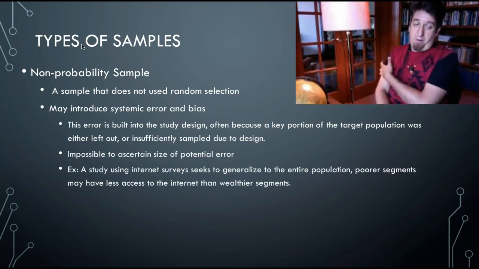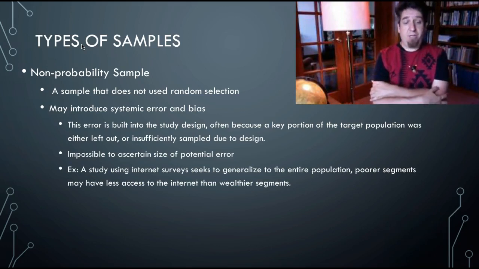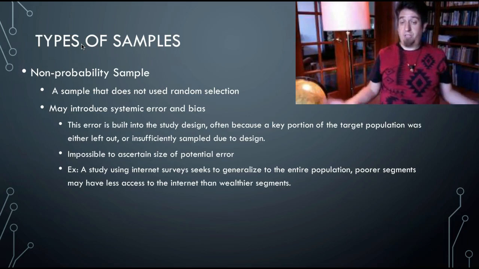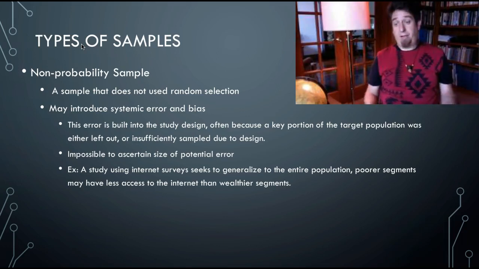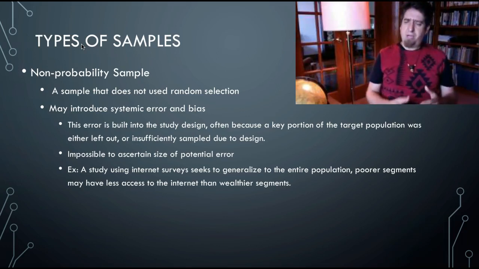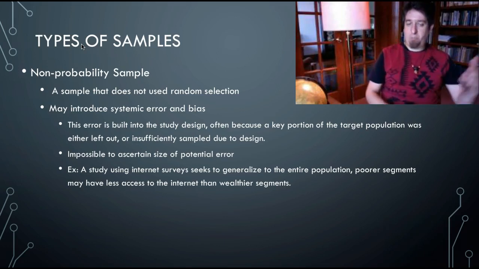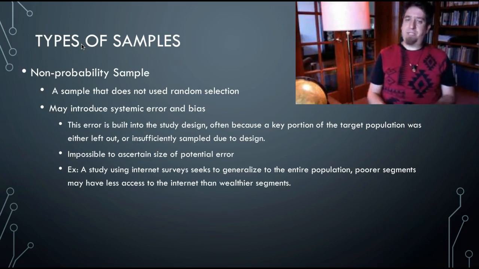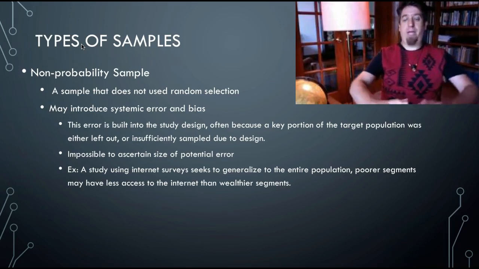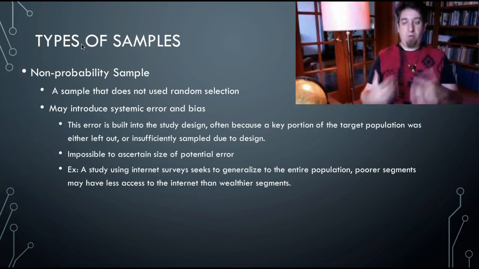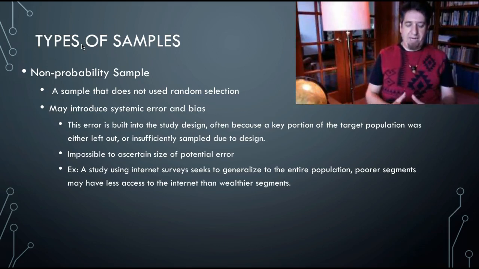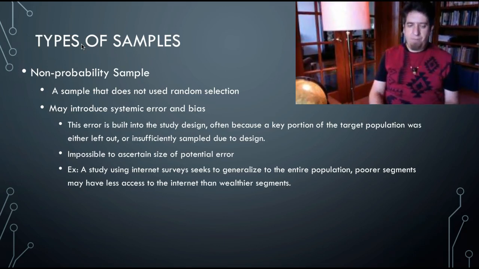Now, a couple of examples. If you use an internet study to try to generalize to the entire population, there are certain segments of the population, most likely the poorer segments, that don't have the same amount of access as wealthier segments. Now, this is becoming less and less true, but if you're looking at a global study, this still remains very much a valid concern. Even in the United States, there are areas of the country where poorer segments of the population may have less access to the internet.